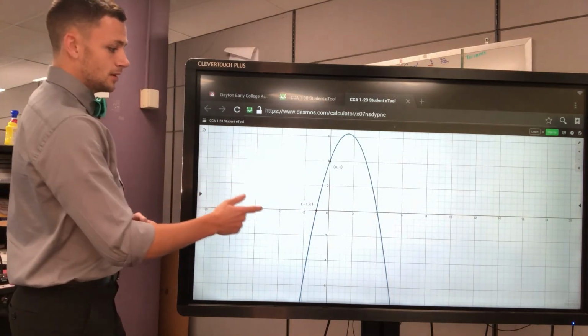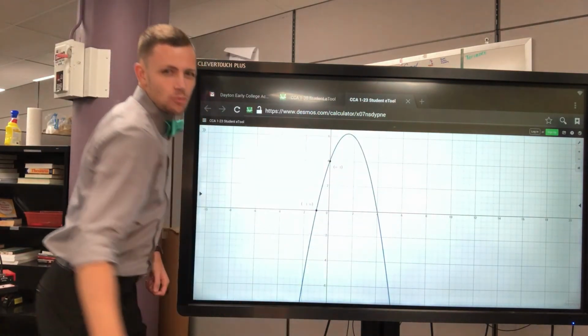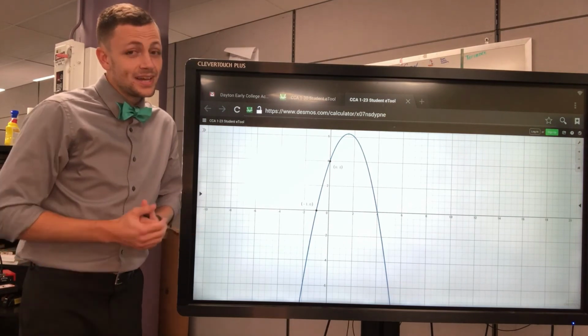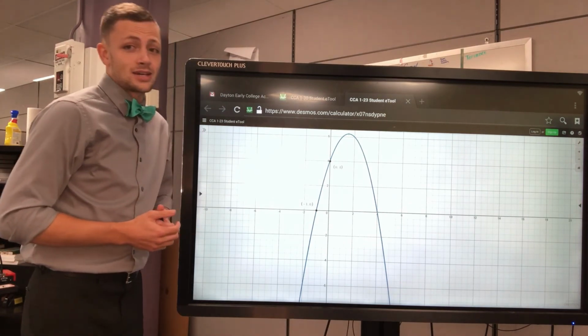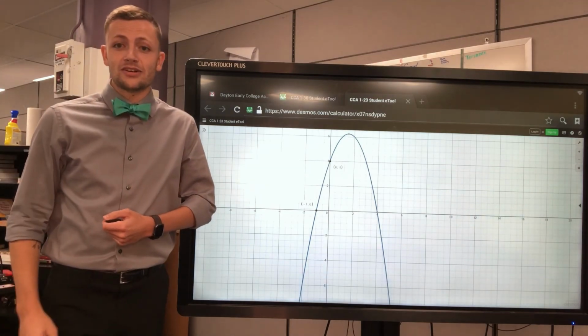If I take a look at mine, we go up, and then we go back down. I know whether mine's got a minimum or a maximum, but you should figure out what you have for yours on your own.